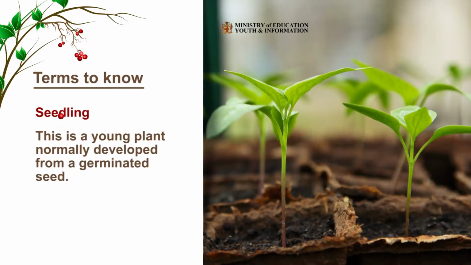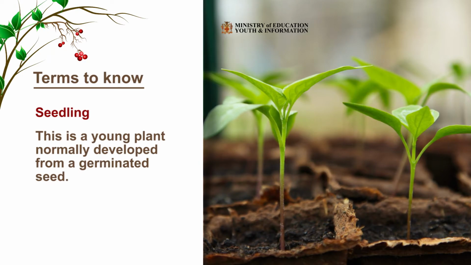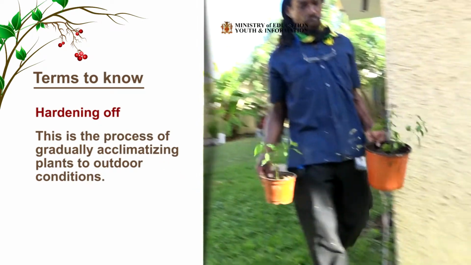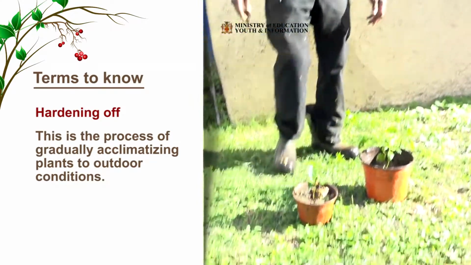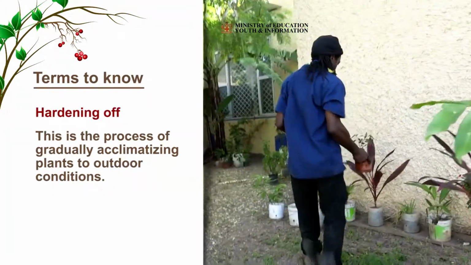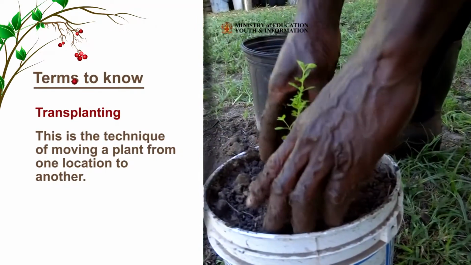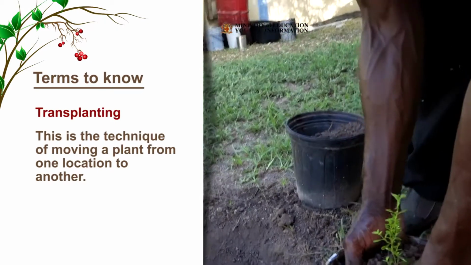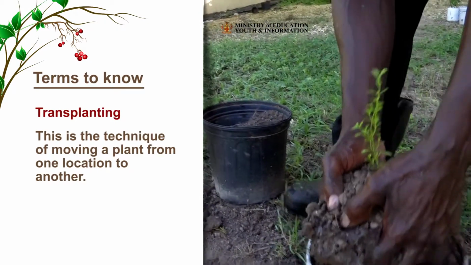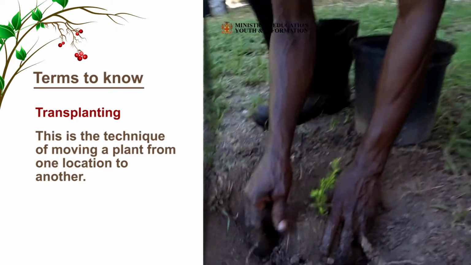Terms to know. Seedling. This is a young plant normally developed from a germinated seed. Hardening off. This is the process of gradually acclimatizing plants to the outdoor conditions or wherever you're going to have your plant. Transplanting. This is the technique of moving a plant from one location to another, normally to its final destination.